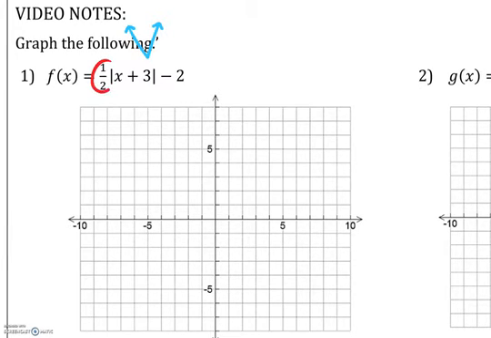So if I look at the A value, because I have a number that is less than 1, it is being compressed, meaning it's going to be a little bit wider. Okay. You can also think of our A value as like the slope of our lines coming off of the vertex. To figure out where our vertex is moving, we're going to look at our H and our K.